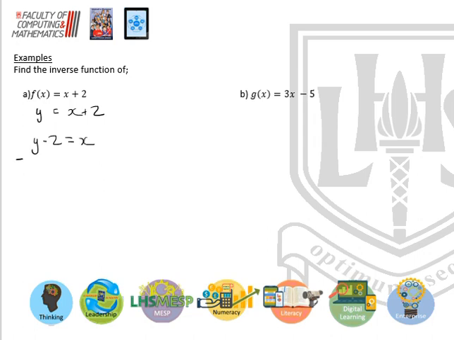The only thing we need to do now is rewrite this as its own function, specifically the inverse function. The inverse of f, sorry, f inverse of x is equal to y minus 2. But because it's its own function, it's going to be in terms of x's, so it's just x minus 2. So f inverse of x is equal to x minus 2.